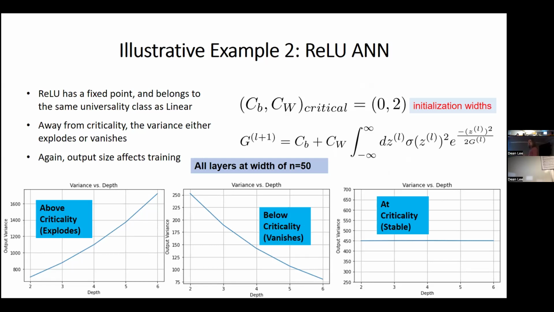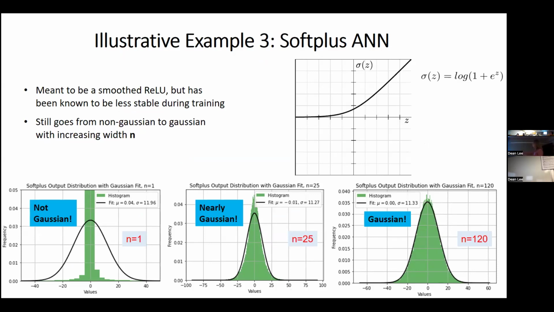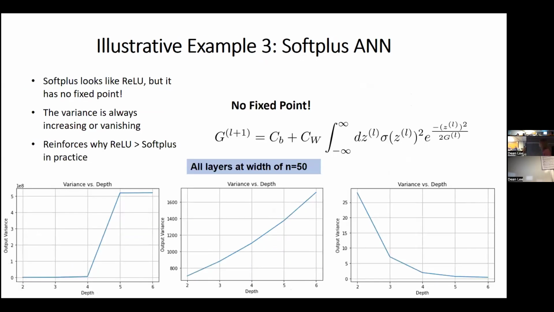If I'm at it, I'm going to have a stable output. And then I also did this for a softplus activation function, which is basically meant to be a ReLU, but smoothed out so that it's a continuous function rather than a piecewise function. The thing about this is that it has the same non-Gaussian behavior, or as the width increases, it becomes more and more Gaussian, indicating that the perturbation theory is an okay thing to do when we're doing these calculations.